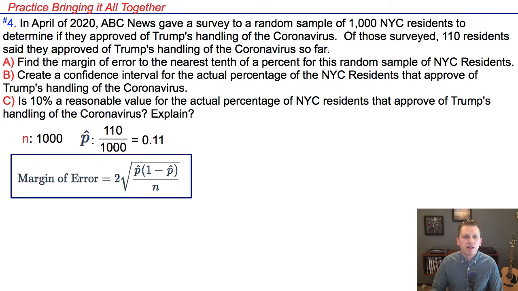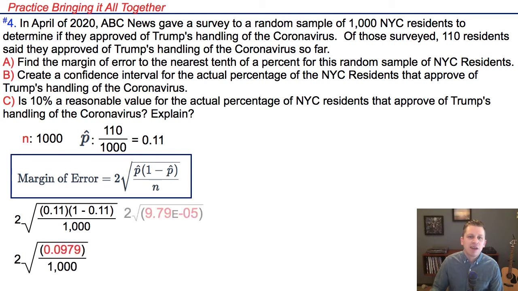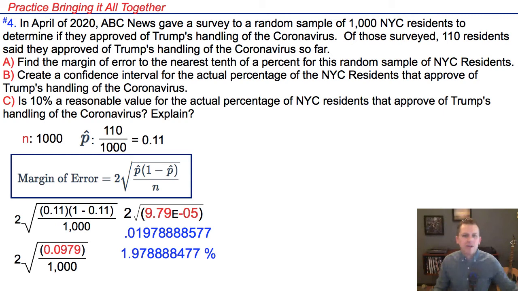To find the margin of error, simply plug this information into the formula. Simplify the numerator. Divide by the denominator, and now compute the margin of error by doing 2 times the square root of that number, knowing that your calculator may display that number in scientific notation. Doing so gives us about 1.9%. Of course, we want to actually make this a percent by multiplying by 100. Rounding this to the nearest tenth of a percent, we get 2%. Answering part A, the margin of error for this study is about 2%.